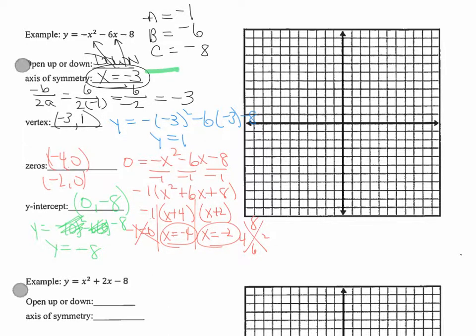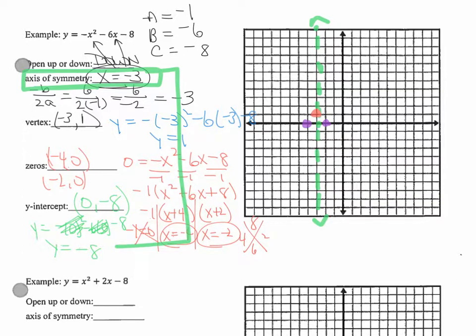And when we graph, we just go straight down the line. So I'm going to graph the axis of symmetry first. X equals -3. That's right here. I'm going to make a dotted line. Alright. I'm going to graph my vertex, which is -3, 1. That's right there. I'm going to graph my zeros, which is -2, 0 and -4, 0. And I'm going to graph my y-intercept.